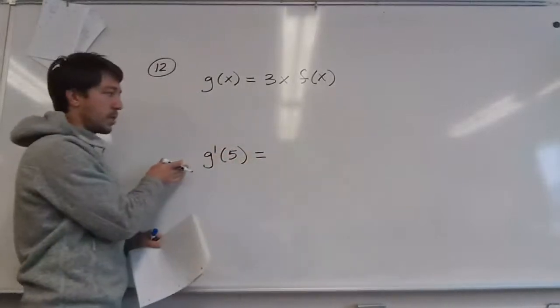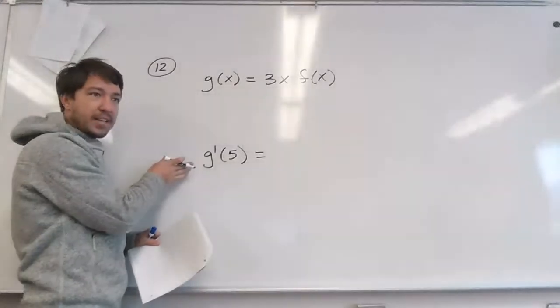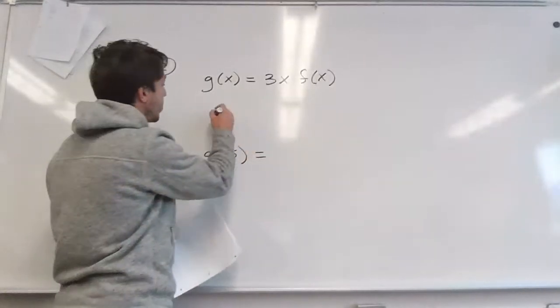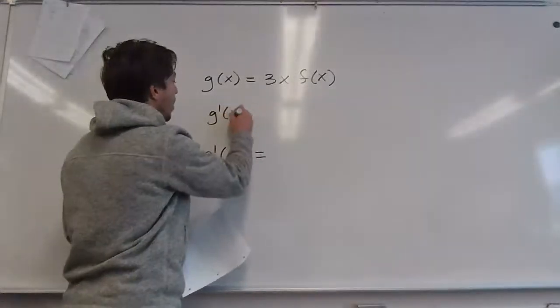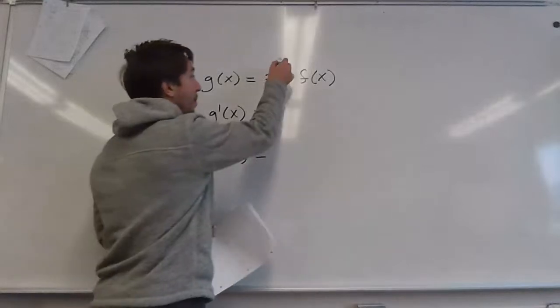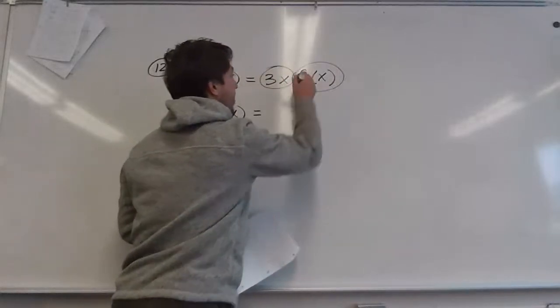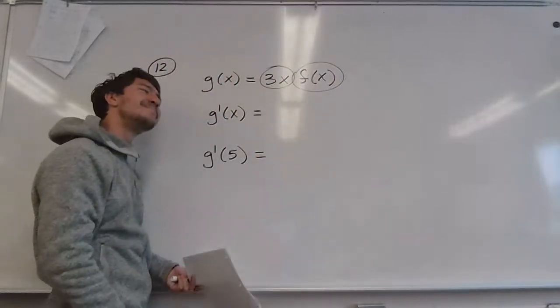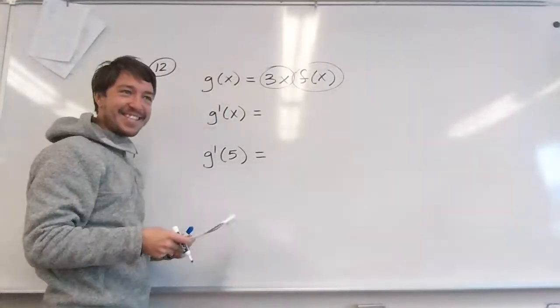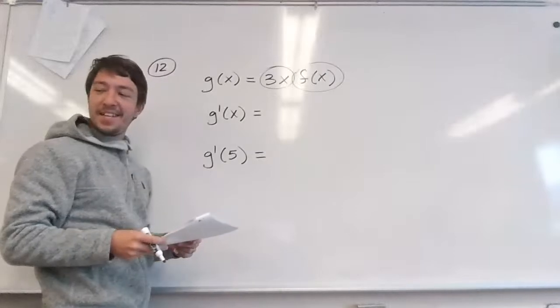So clearly it's a good idea to figure out what g prime of x is. Is there some expression we can write for g prime of x? So you go g prime of x. Now what do you guys think? What rule should we probably use here? Hinty, hinty. Product rule. It's a product of two things. I think we should use the quotient rule.